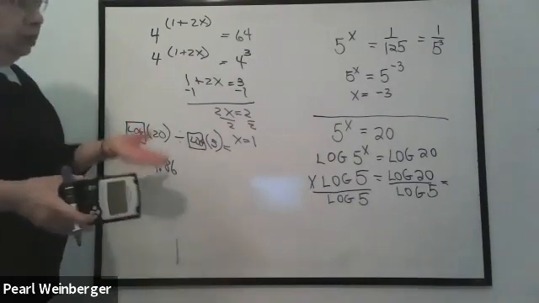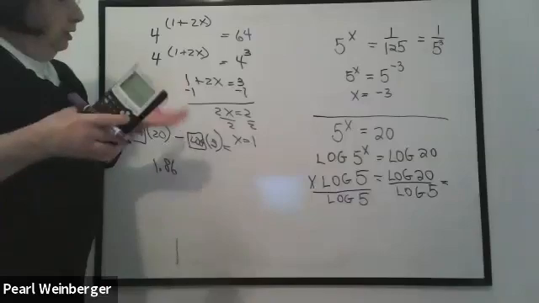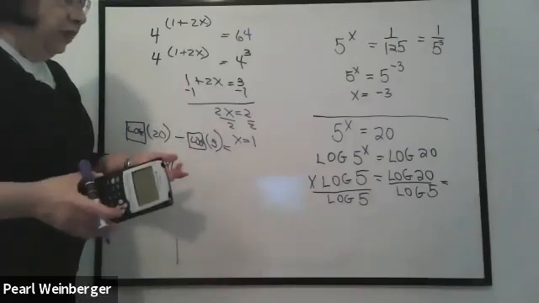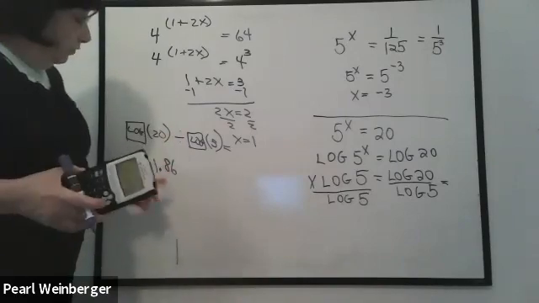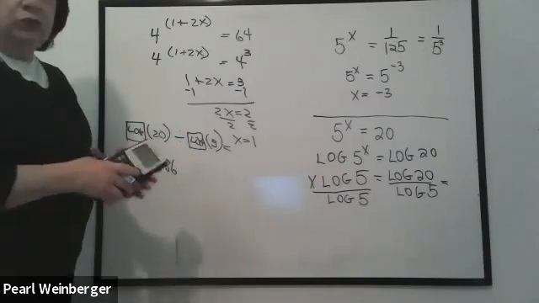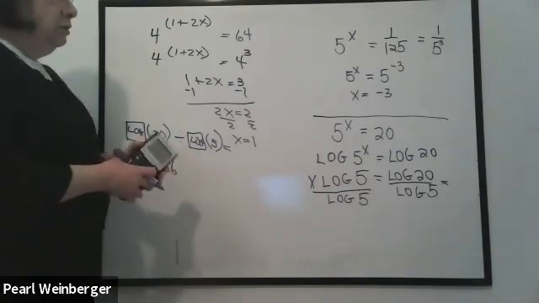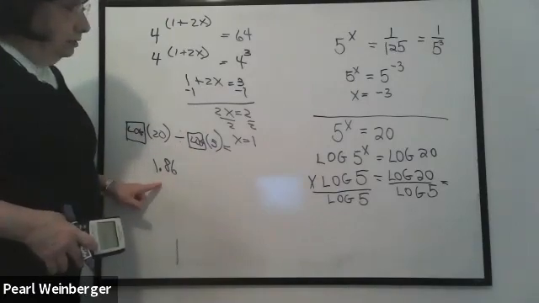And we're not surprised that the answer didn't come out to be even, because we knew it wasn't 1, because 5 to the 1 is 5. It wasn't 2, because 5 to the 2 is 25. This is a little bit less than 2 because it's 20 and not 25. Notice I got my answer, 1.86.